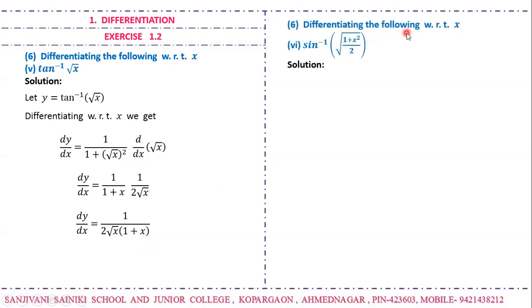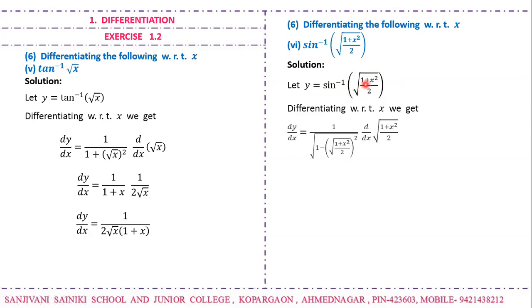Now differentiating the following with respect to x: sin inverse in bracket square root of 1 plus x square upon 2. So let y is equal to sin inverse in bracket root 1 plus x square upon 2. Now differentiating this, treat this function as sin inverse of f of x, which is given by 1 upon root 1 minus f of x square into f dash of x.